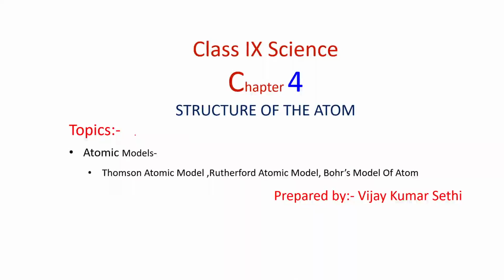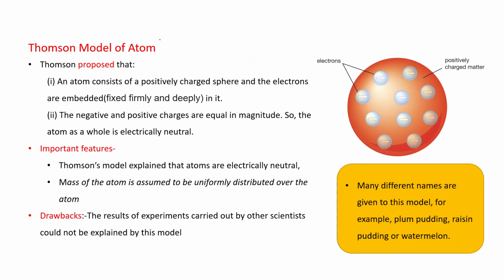Class 9 Science Chapter 4, Structure of the Atom. In this video we will discuss atomic models: Thomson atomic model, Rutherford atomic model and Bohr's model of atom. First, the Thomson model of atom. Thomson proposed that an atom consists of a positively charged sphere and the electrons are embedded in it.